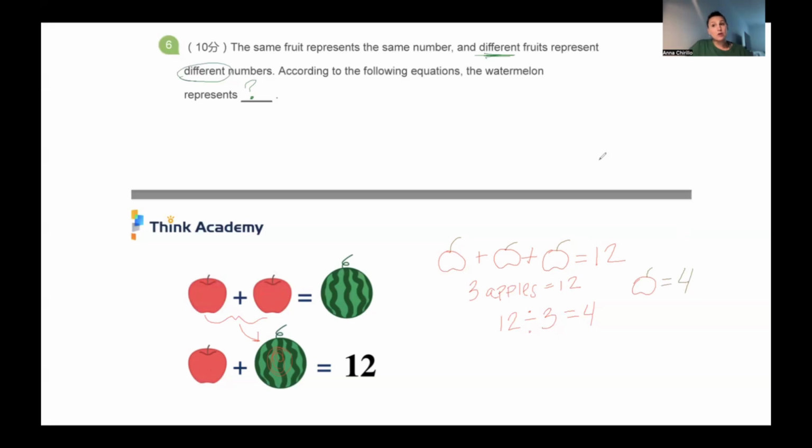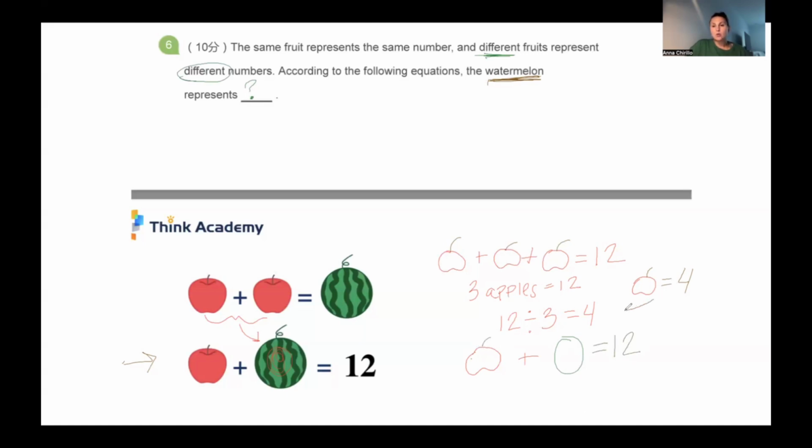But that's not what we're looking for. We're not just looking for the value of the apple. We have to go back to the equation because what we're looking for is the value of the watermelon. So now that we know one apple is equal to 4, we can go back to this equation and plug in. So we have one apple plus one watermelon equals 12.